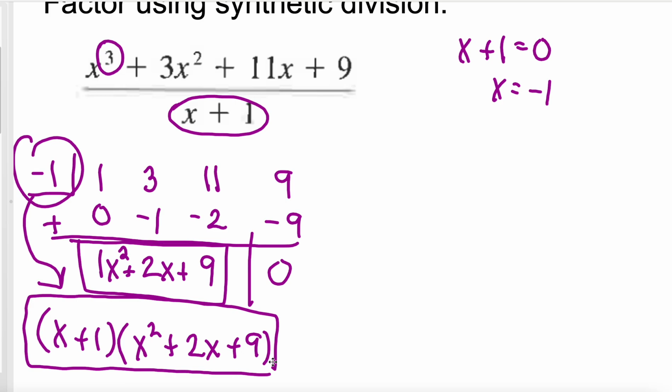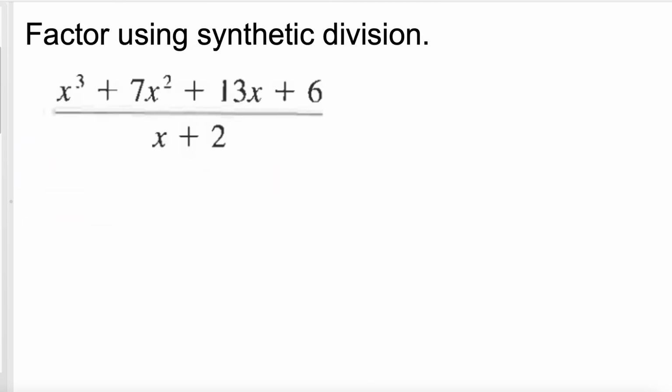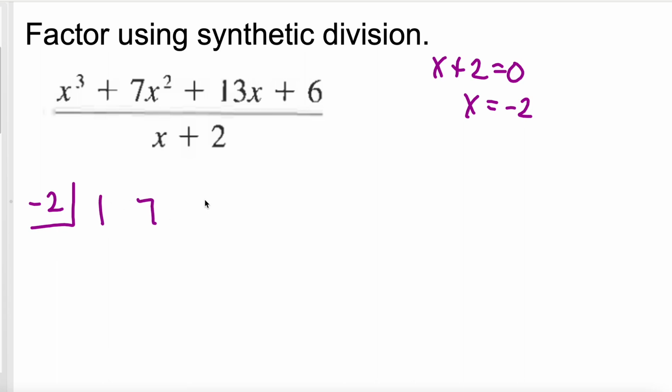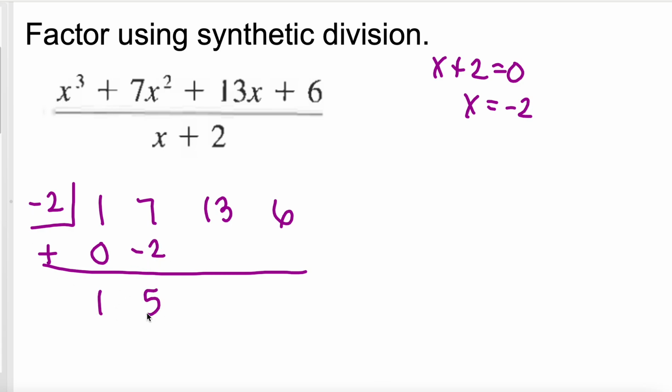And that would be my factored version of this particular problem. Let's look at one more. So again, we have x plus 2. So if you think about x plus 2 equal to 0, you're going to have negative 2 as your solution. So negative 2 is what's going to be in my box here. And I'm not missing anything. So I have 1, 7, 13, and 6. Bring down my 1. If I multiply, I get negative 2. If I add, I get 5. Multiply and you get negative 10, and then 3, and then negative 6, and we get a remainder of 0, which means negative 2 is a solution.